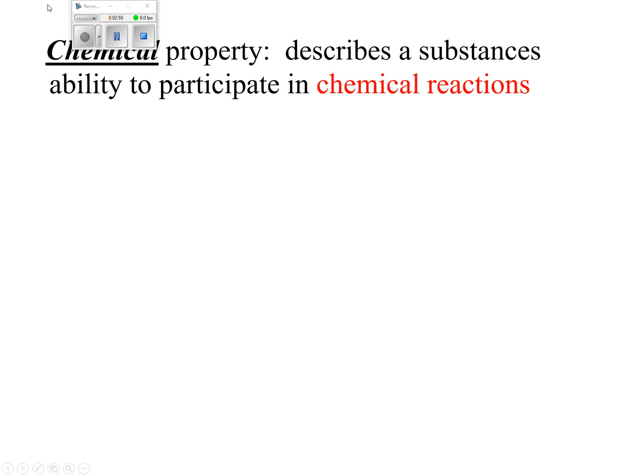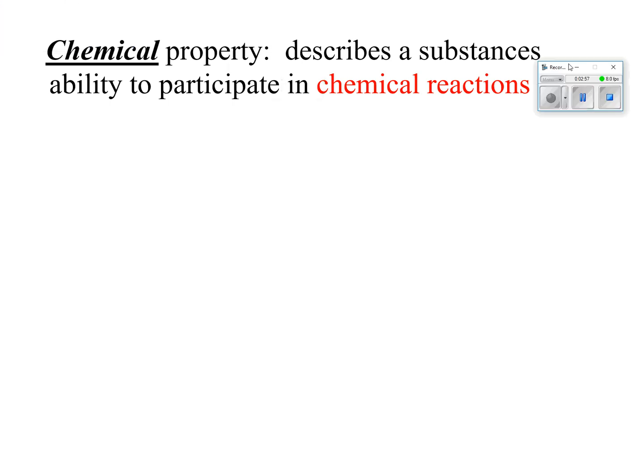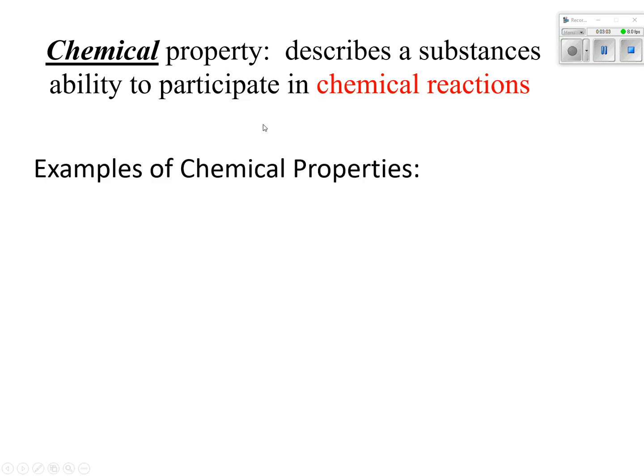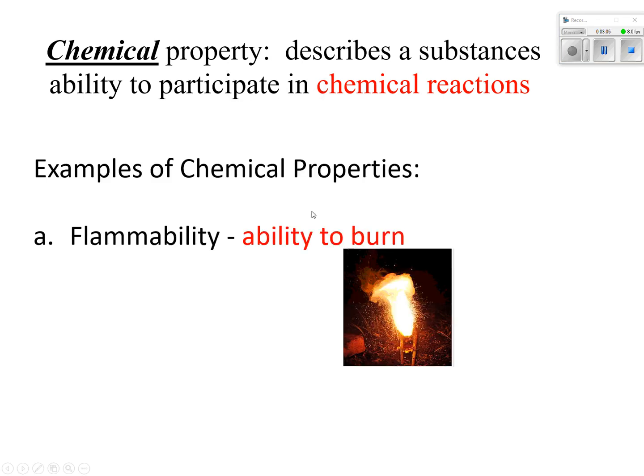Chemical properties are very different because a chemical property actually causes a reaction. So when you're testing for chemical properties, you actually change what you have. If you're testing to see if it's flammable, and you take a piece of wood and put heat to it and it burns up, well, you're not going to have the wood anymore. So any chemical property test will actually change the substance.